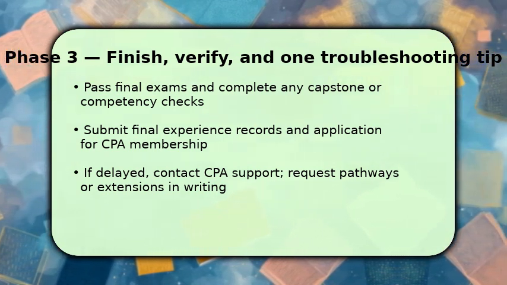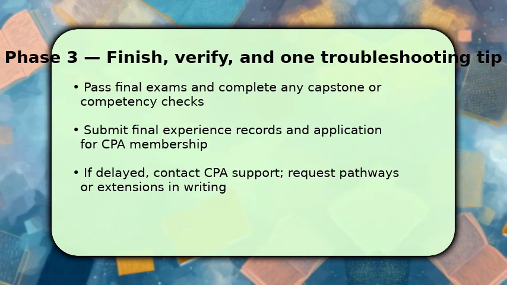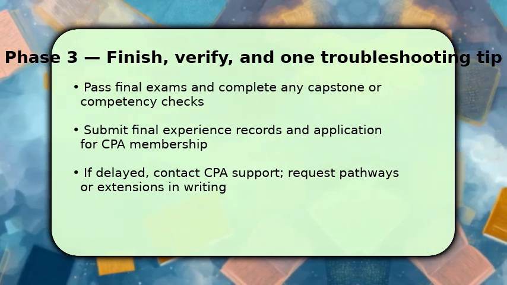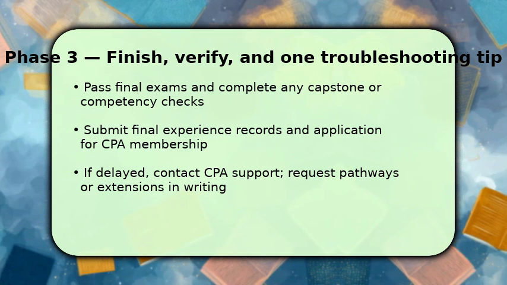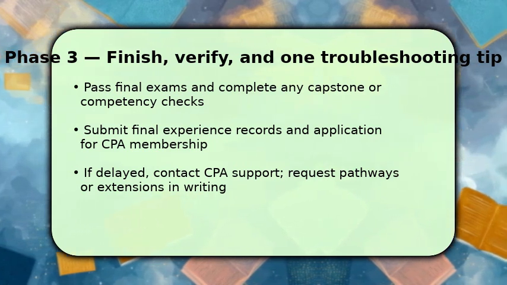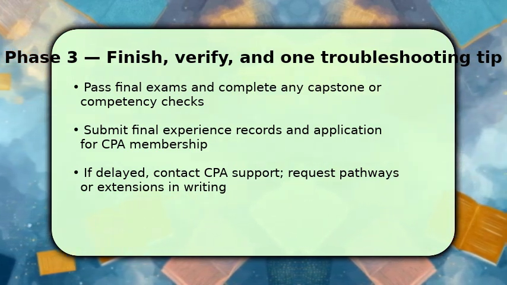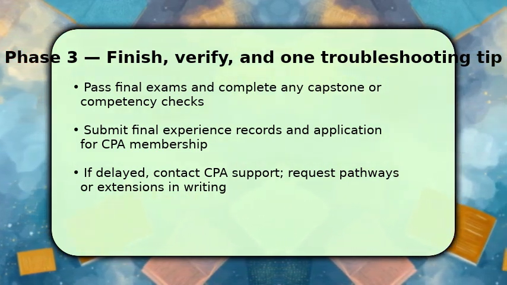If something goes wrong, missing sign-off or an exam clash, contact CPA Australia promptly, request a formal extension or alternative pathway in writing, and keep copies of correspondence to expedite resolution.